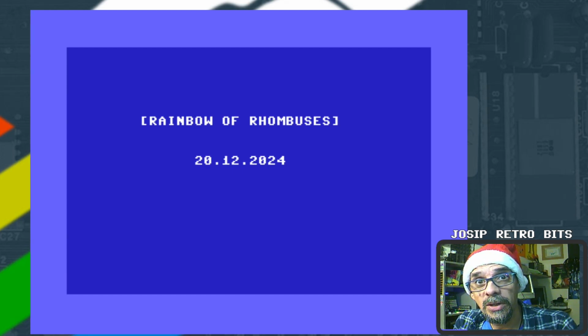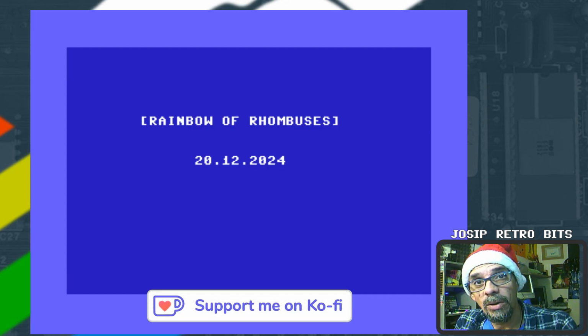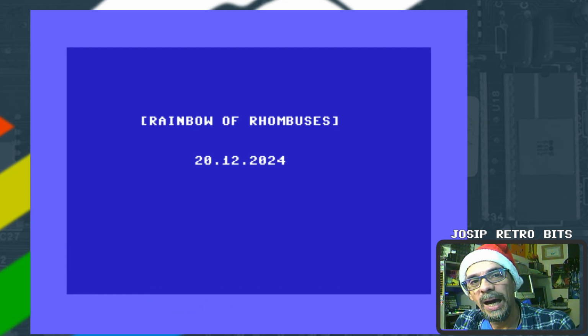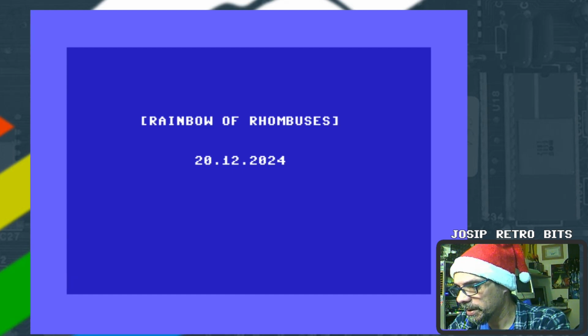Hi, in today's video I would like to show you a small demo I made for Commodore 64 in BASIC. It's called Rainbow of Rhombuses and it's all about rhombuses. Well, it's not really anything special, except it only has 2 lines of code, and of course it's made in BASIC. So let's run it first and then I will explain how the code works.